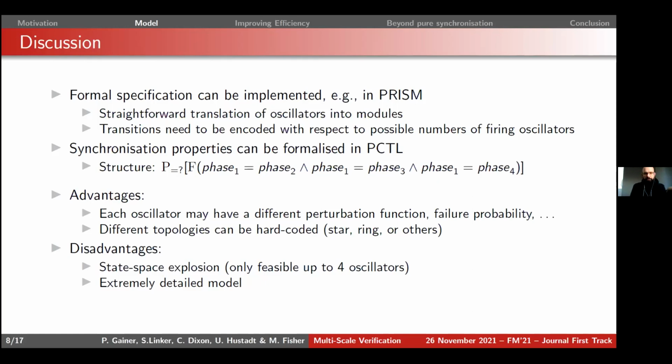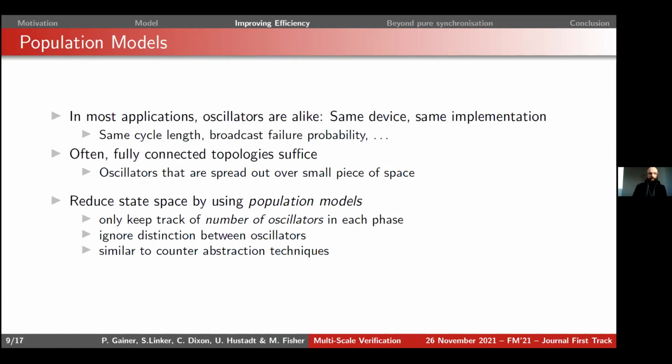For the disadvantages, of course, what you have is that you run into the state space explosion quite fast. So in our experiments, it turns out that this is only feasible up to barely 4 oscillators. And this is, of course, because this is a very, very detailed model. So if we want to efficiently analyze models like these, we need to do something smarter, and something we came up with was, well, we took a closer look at the models actually and the applications.